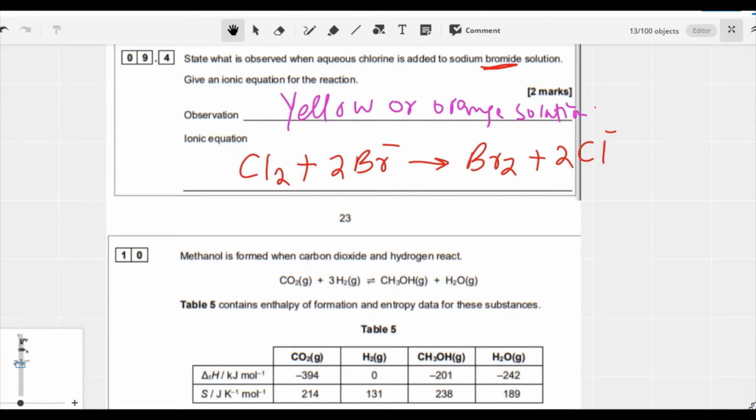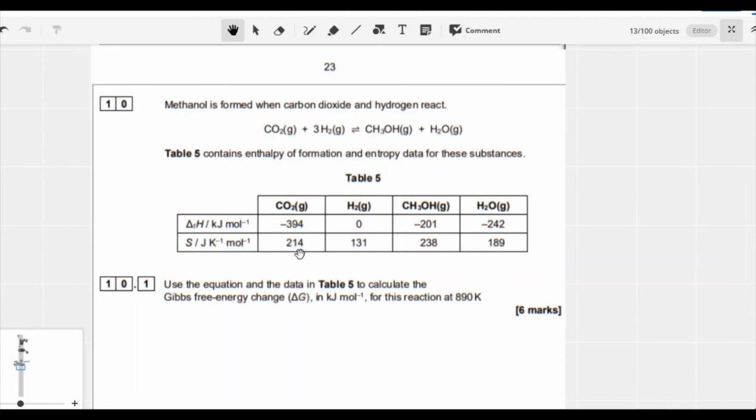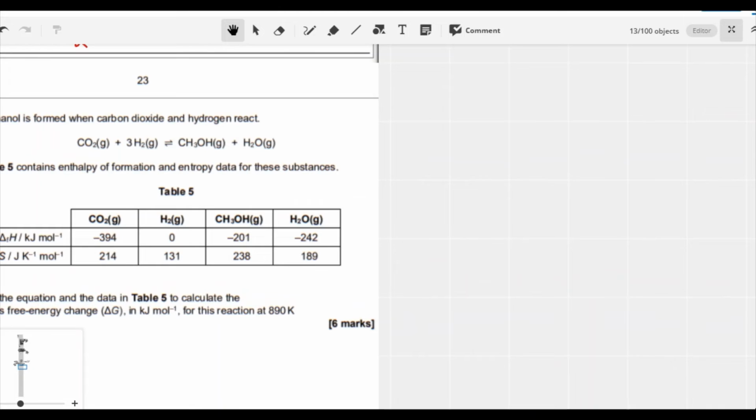Okay students, so now we are going to start question number 10, in which methanol is formed when carbon dioxide and hydrogen react. It will form methanol and water. Contain enthalpy of formation and entropy data of these substances. So here the table is given, in which del H and S are present. Use the equation and data in table 5 to calculate the Gibbs free energy change del G in kilojoule per mole for this reaction at 890 Kelvin.